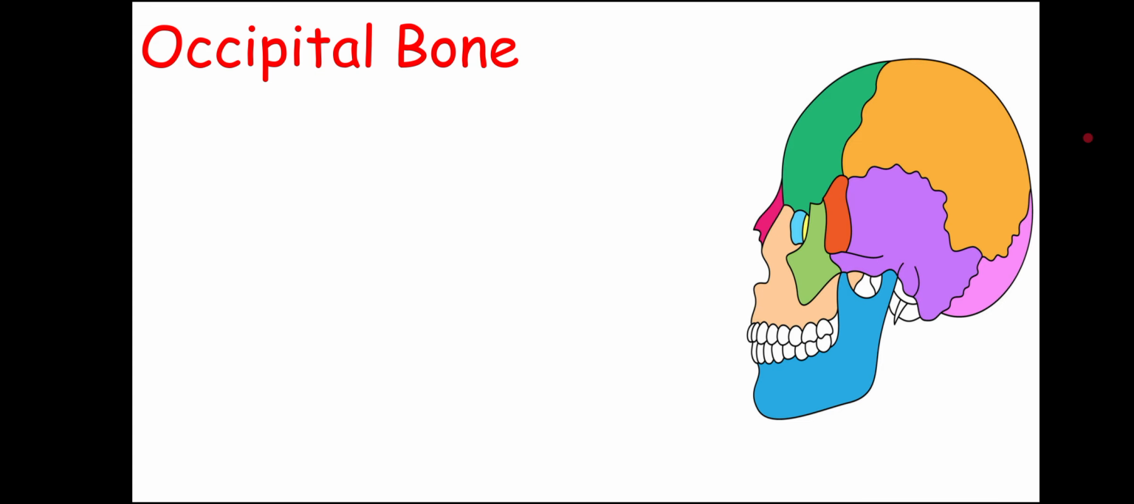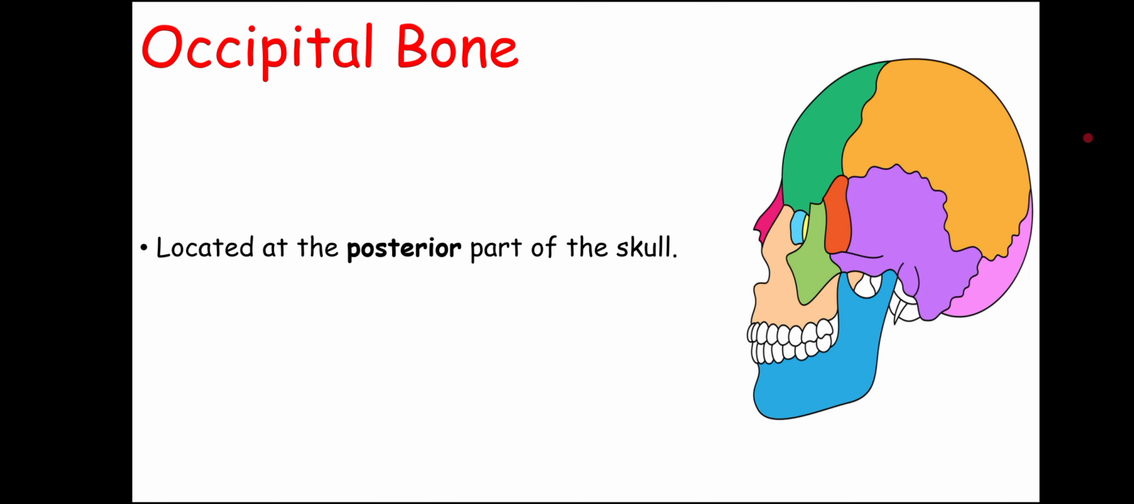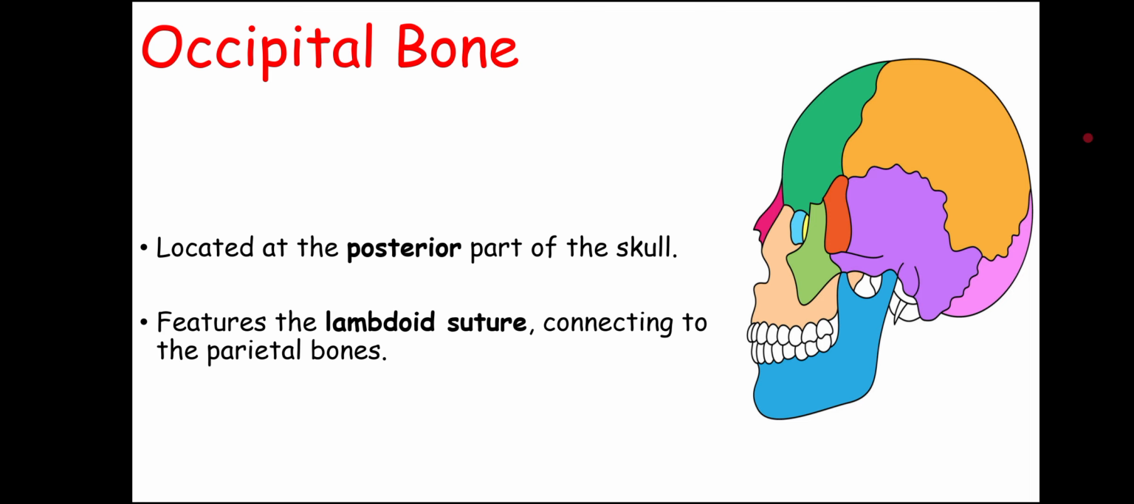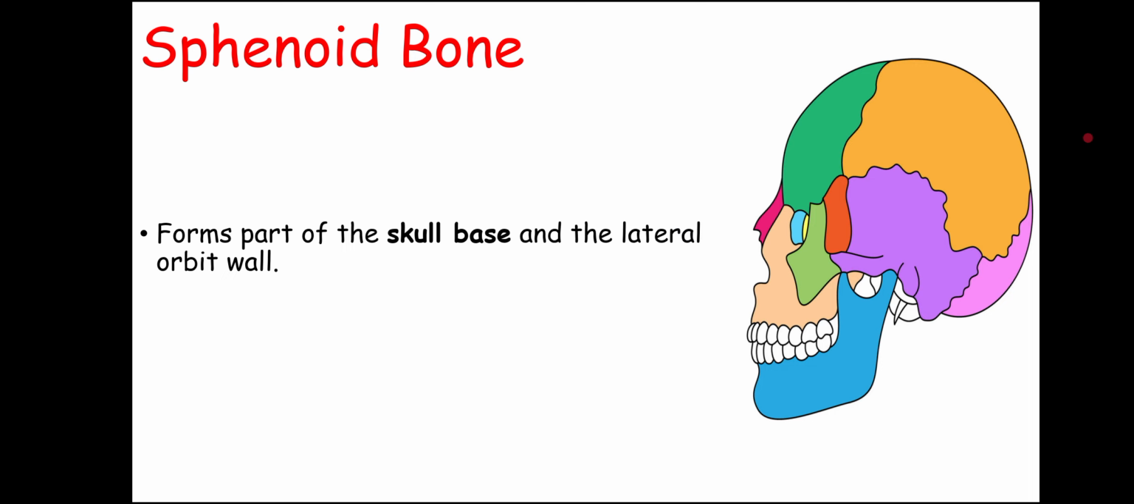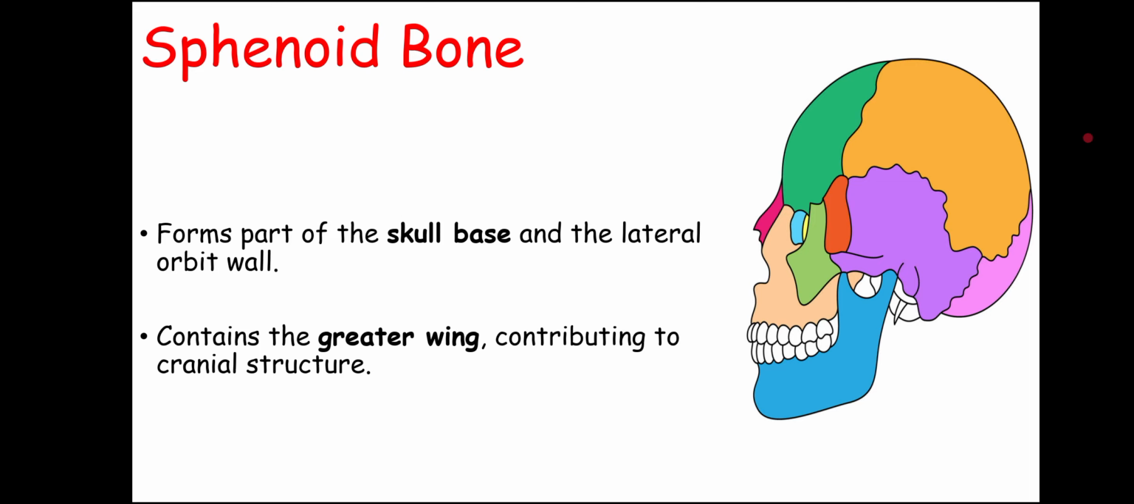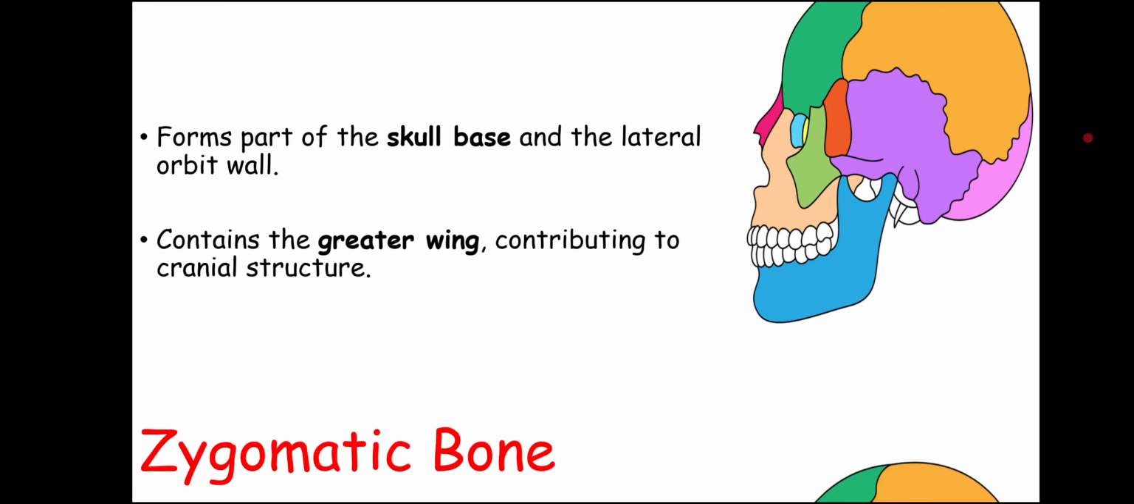Next we will talk about the occipital bone, that is the pink bone in this diagram. It is located at the posterior part of skull and its features include the lambdoid suture that connects the occipital bone to the parietal bone. Next bone we are going to talk about is sphenoid bone that forms the part of the skull base and its lateral orbital wall. In this diagram we can see the red color bone is the sphenoid bone. It contains the greater wing that contributes to the cranial structure.